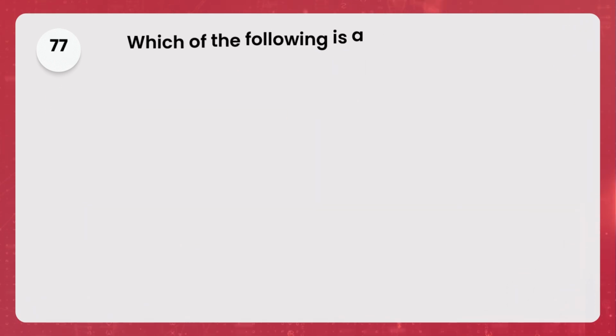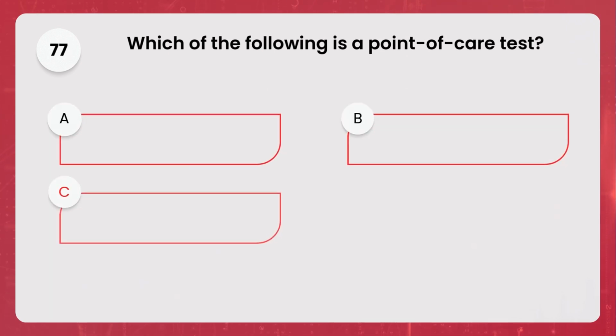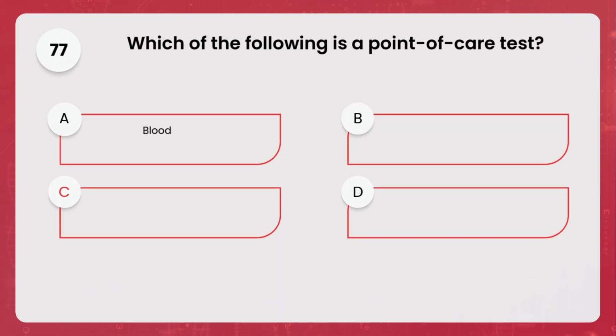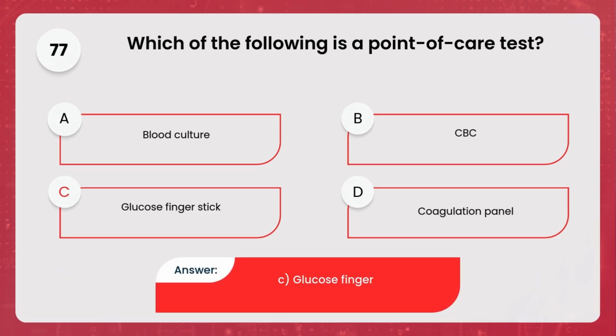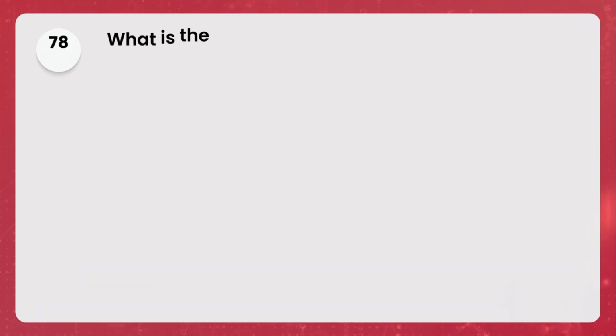Number 77. Which of the following is a point-of-care test? A. Blood culture, B. CBC, C. Glucose finger stick, or D. Coagulation panel? The answer is C. Glucose finger stick.